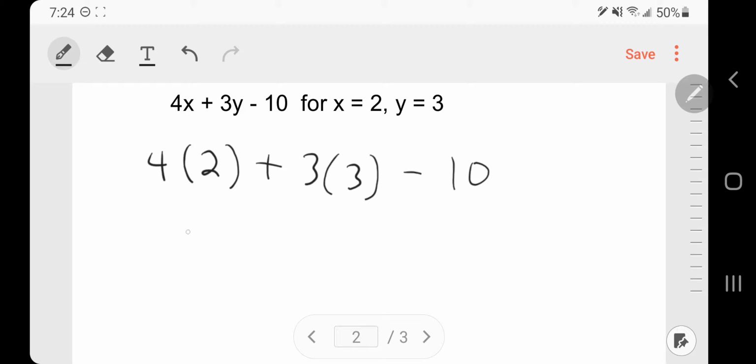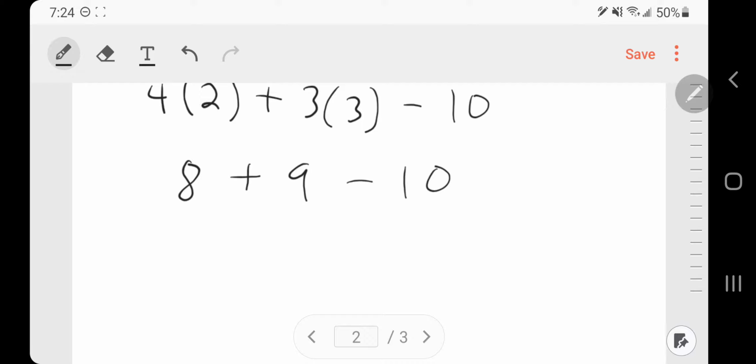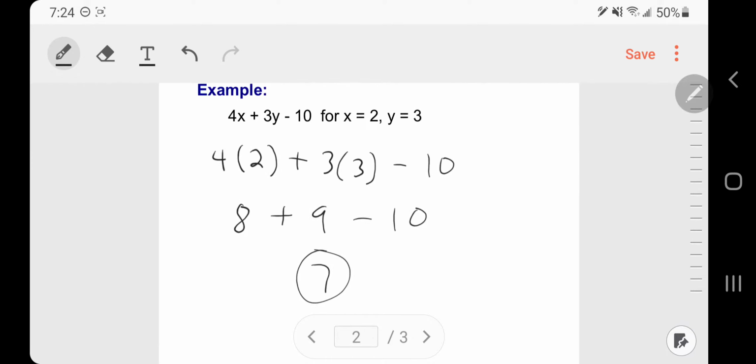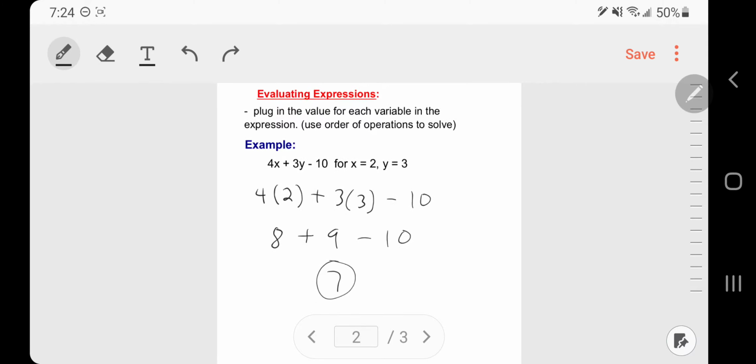Okay, so we'll evaluate each piece. We have 8 plus 9 minus 10. We do multiplication first with order of operations. 8 plus 9, 17, minus 10 would give me 7 as my solution. Okay, so you can see here I replaced my x with a 2 and my y with a 3. Let's take a look at a couple more examples.